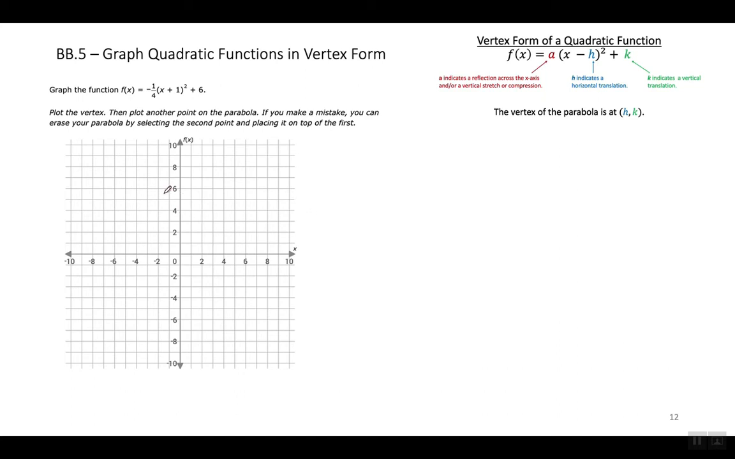Okay, now to find another point on the graph, I'm going to pick the easiest number that I could pick that's pretty close to the vertex. So let's pick 0. I'm going to substitute 0 into the function, okay?